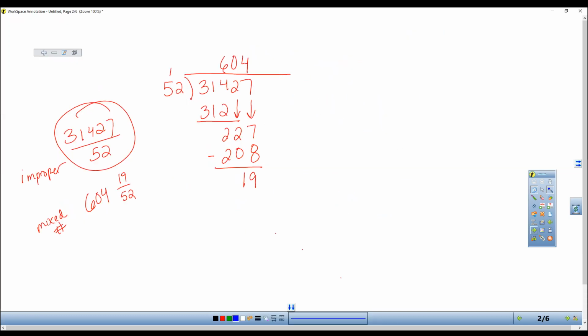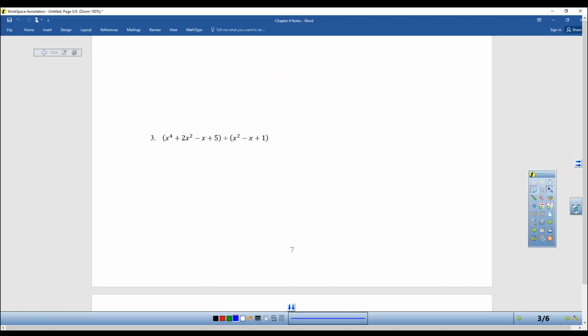Let's do the next one. X squared minus x plus 1, x to the 4th. By the way, if you want to try this one on your own, pause the video, see if you can do it. That's what I would be doing in class. I definitely would not be doing this next one for you if we were in class.